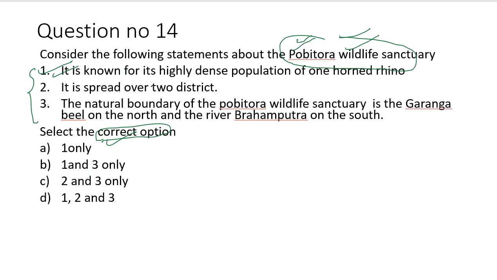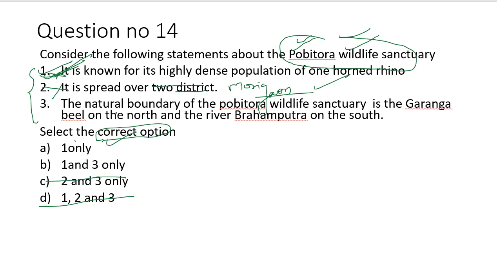Statement 2 says it is spread over two districts. This statement is wrong. It is spread over only one district, and the district name is Morigaon. So statement 1 is correct and statement 2 is wrong, so statement 2 is out. Statement 1 is in both options, so either this one or this one is correct.